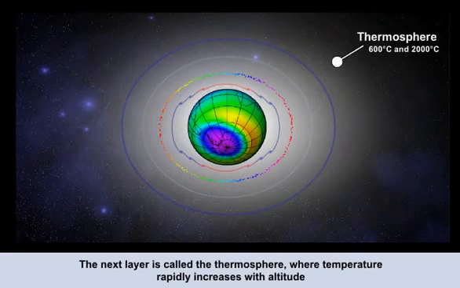Above the mesopause is a layer called the thermosphere. This zone is characterized by a rapid rise in temperature up to about 200 kilometers. Temperatures here can be between 600 and 2000 degrees Celsius.